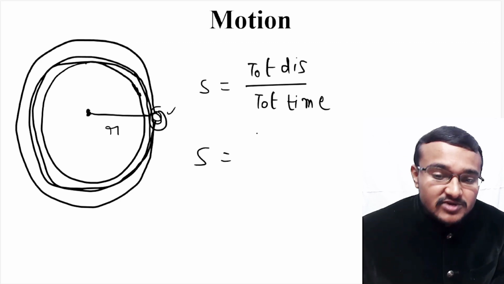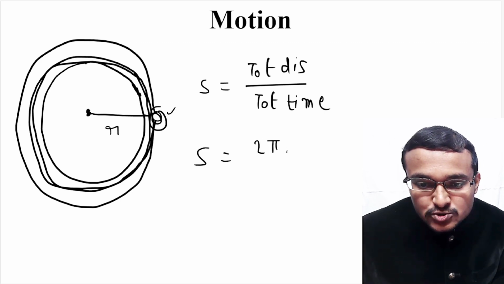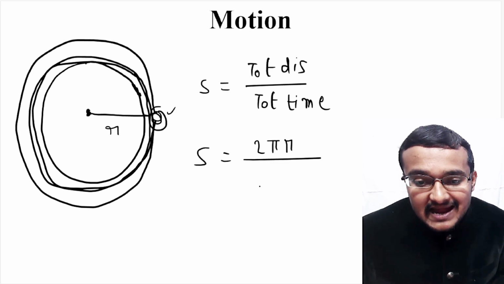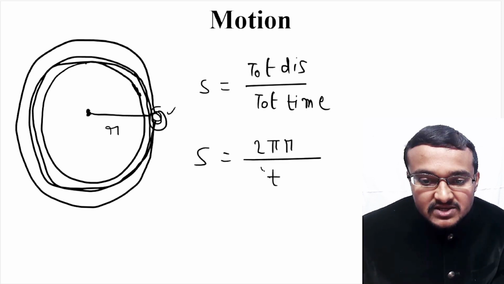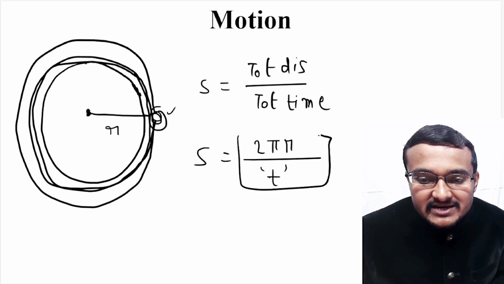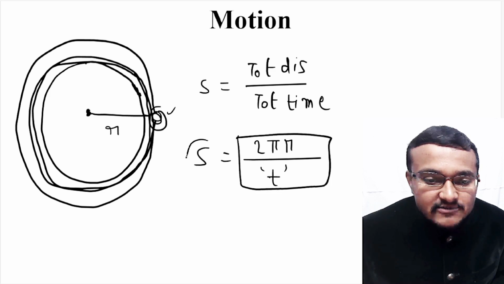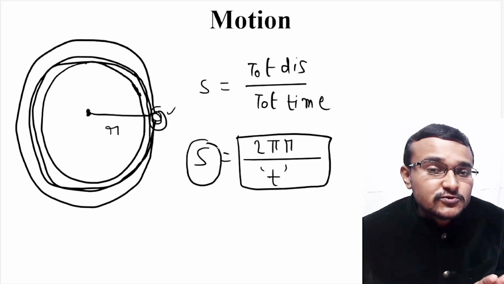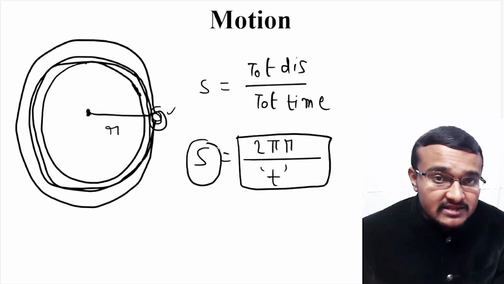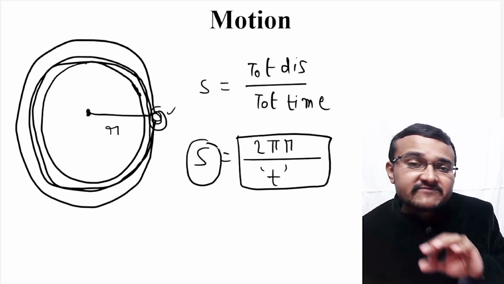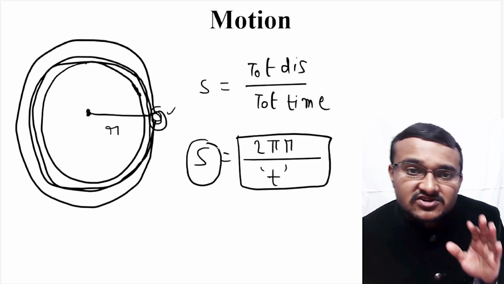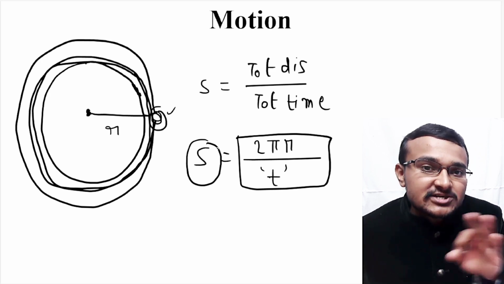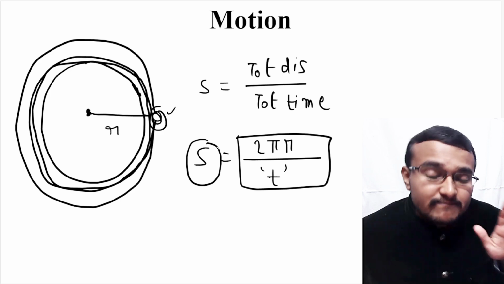What is the circumference formula? The circumference formula is 2 pi r. So they are covering a distance of 2 pi r, and they take a certain amount of time t. So 2 pi r by t is the formula to calculate the speed of an object or vehicle traveling in uniform circular motion on a circular path. You should remember that if any object or person is traveling on a circular path with uniform speed, then that object or person is said to have uniform circular motion.